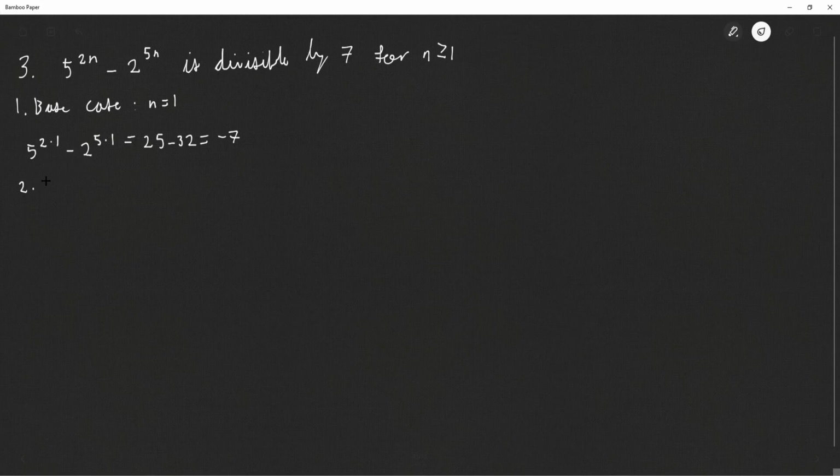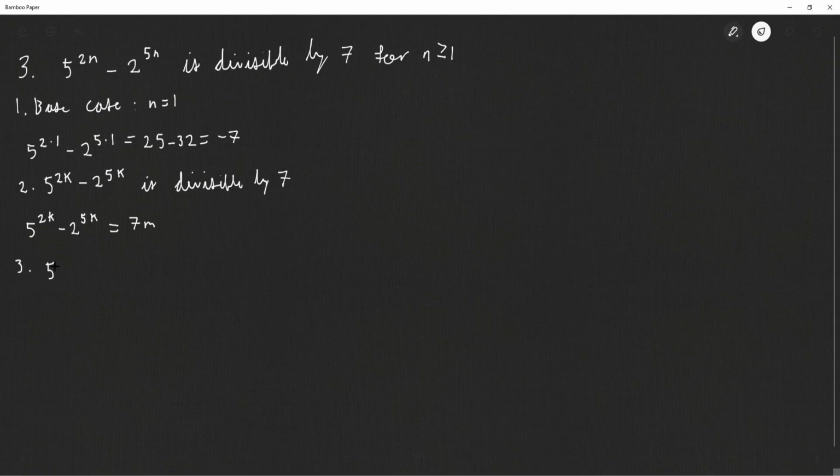So for some k, it's going to be 5 to the power of 2k minus 2 to the power of 5k is divisible by 7. And that's going to be our assumption. And since it's divisible by 7, that means any multiple of 7. So it's going to be 5 to the 2k minus 2 to the 5k, can just say is equal to 7m to make it a proper equation. But now we want to move on to step 3, which is our proof.